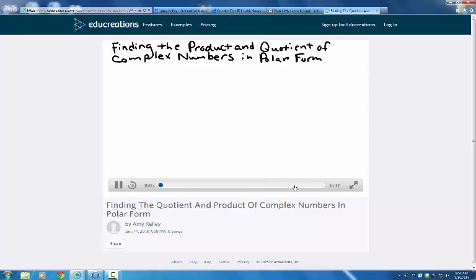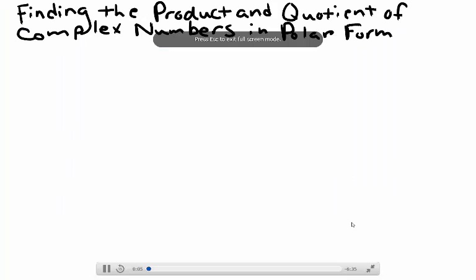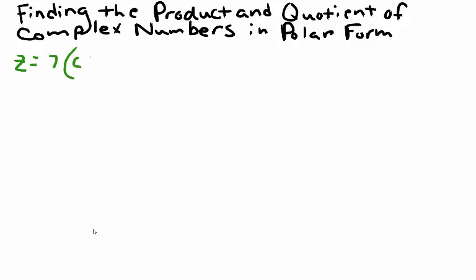Finding the product and quotient of complex numbers in polar form. Suppose we have the complex number z equals 7 cosine pi over 9 plus i sine pi over 9. This is a complex number in polar form.